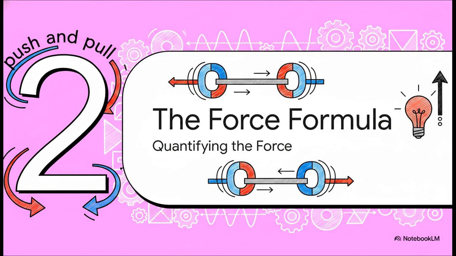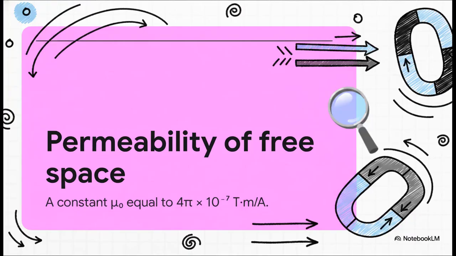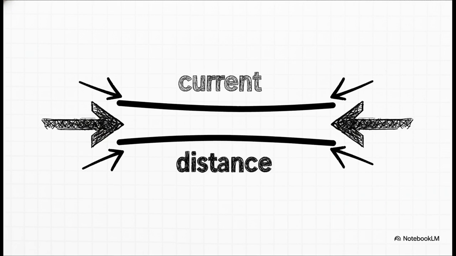Section 2. The force formula. Before we just throw a giant equation at you, let's isolate our heavy hitter here, μ0, better known as the permeability of free space. This constant is locked in at exactly 4 pi times 10 to the negative 7 Tesla meters per ampere. Getting this out of the way right off the bat makes the core calculation a whole lot less intimidating.